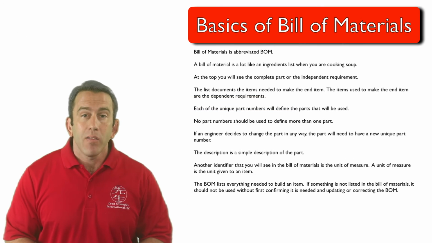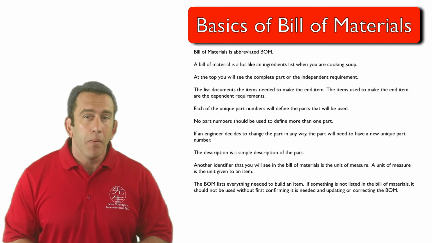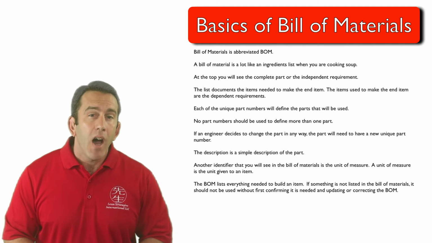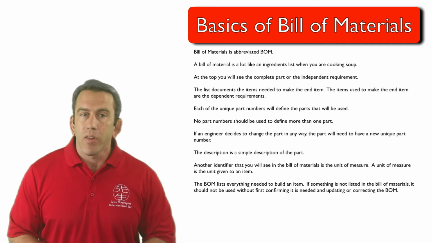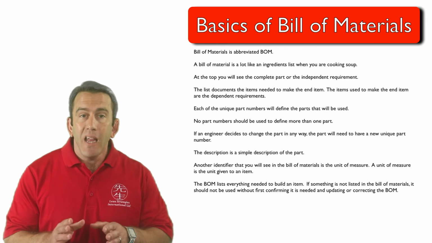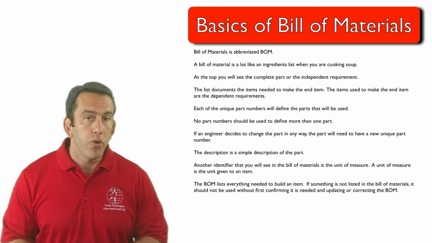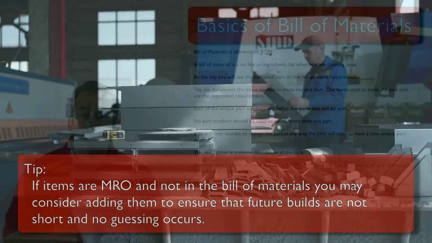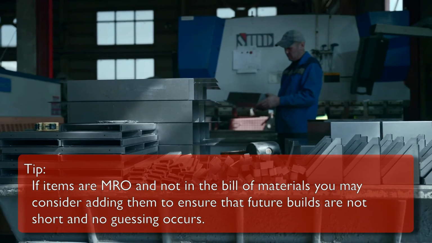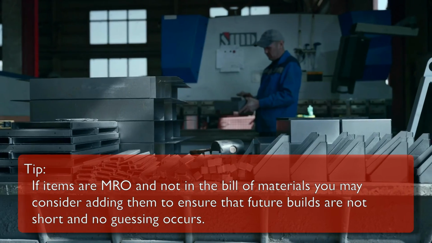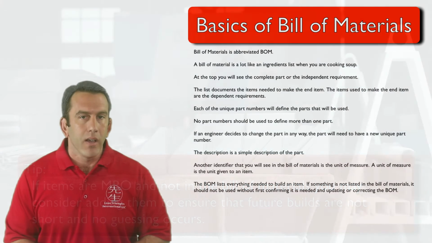This is the very basics of a bill of material. It lists everything needed to build an item. Remember, if something is not listed in the bill of materials, it should not be used. The one exception that may occur is if maintenance, repair, and operating supplies or inventory such as glue might be needed. As a best practice though, if items are MRO and not in the bill of materials, you may consider adding them to ensure that future builds are not short and no guessing occurs.